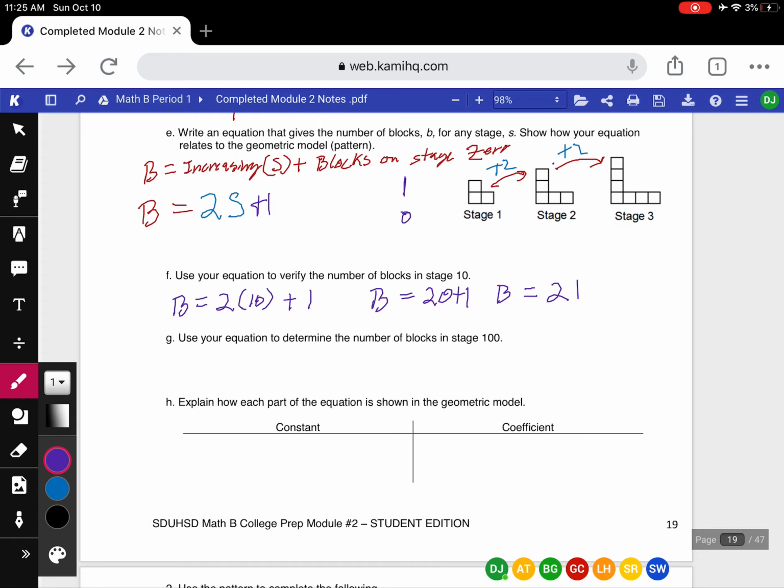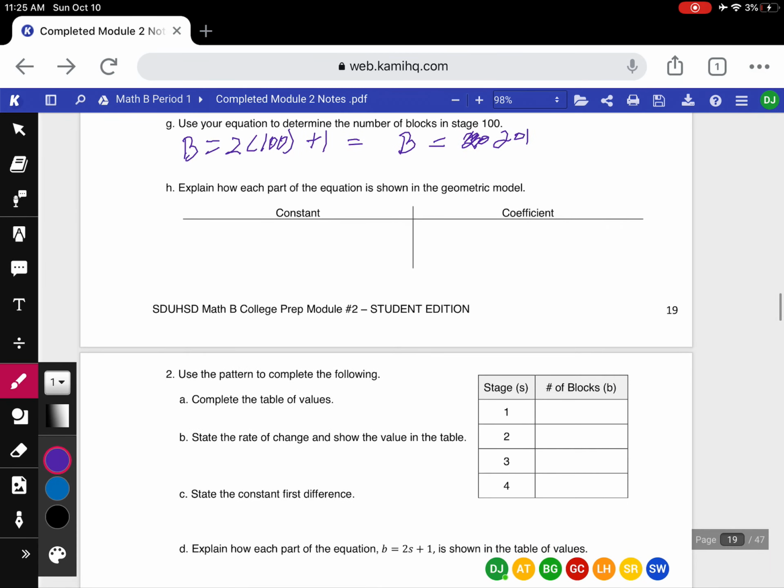Now it says use our equation to determine how many blocks are in stage 100. Okay, so this would be total amount of blocks equals 2 times 100 plus 1. This would give me the total amount of blocks is equal to 201.